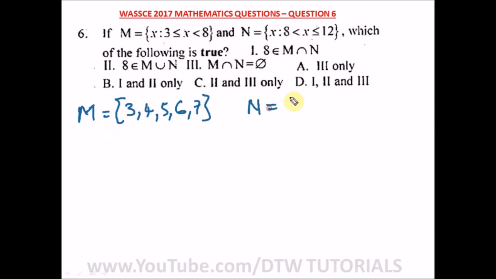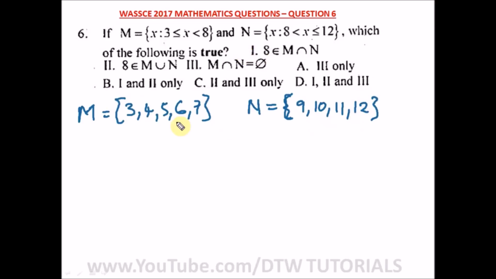Let's get the values of N. So the values of N will be: x is greater than 8, so we'll start from 9, 10, 11. Here it says x is less than or equal to 12, so we have 11, then 12. Alright, so these are our values.